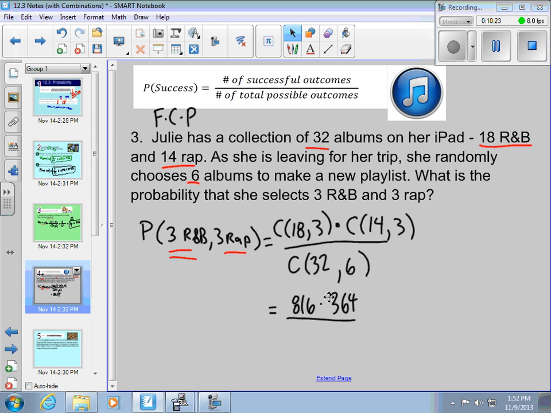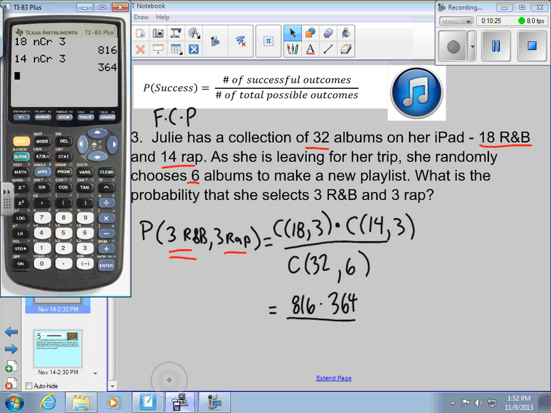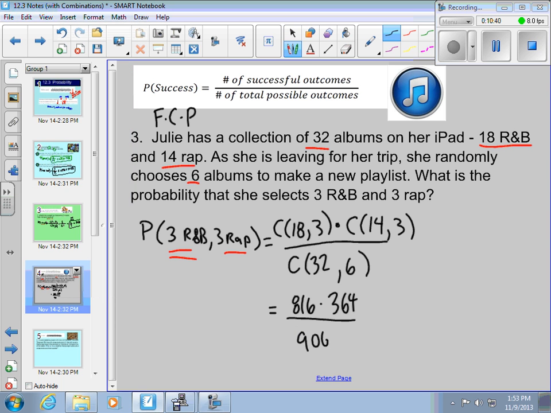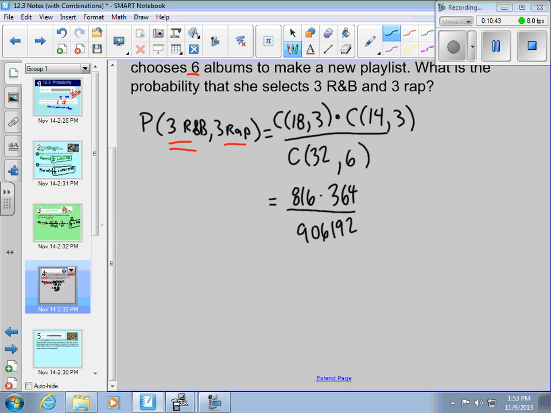And on the bottom, we've got to figure out how many ways of just picking 6 out of 32 total albums. So we get 32, choosing 6, and we got 906,192. Okay, now doing some simplification, we want to multiply on top there. If you multiply those together, you get this number, over 906,192. And that would be the answer.